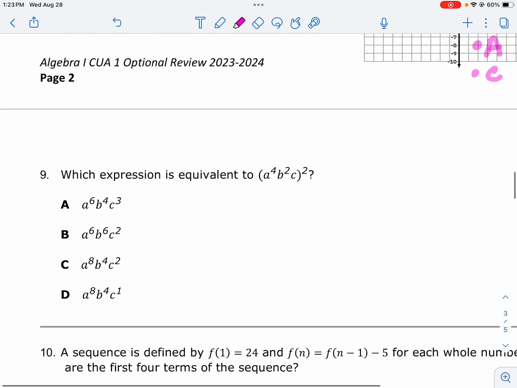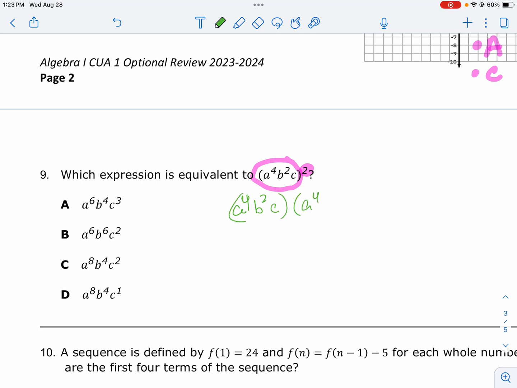Okay, number 9, when in doubt, expand it out. The first thing I'm told is there's something outside the parentheses that is making everything in the parentheses be repeated. So I have a to the 4th, b squared, c, and I'm going to do that twice: a to the 4th, b squared, c. Now that I'm done with the outside exponents, I'm ready to expand.